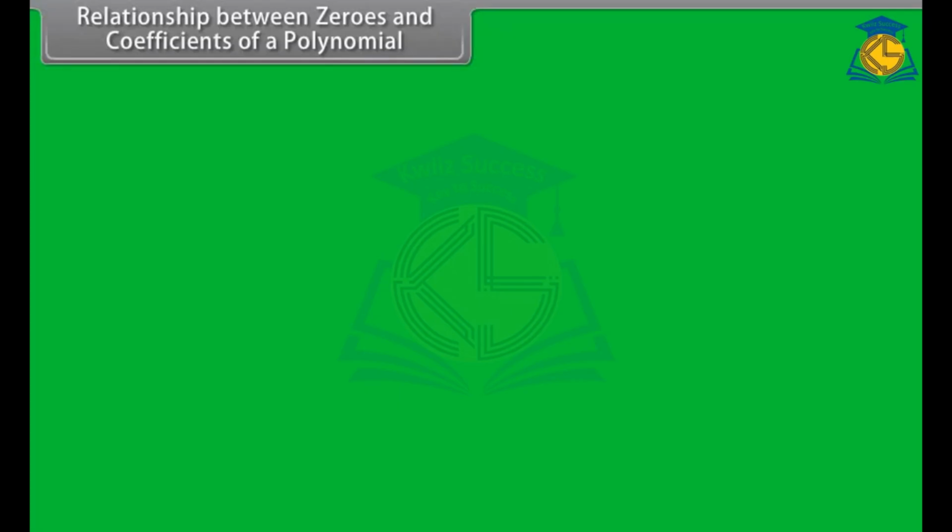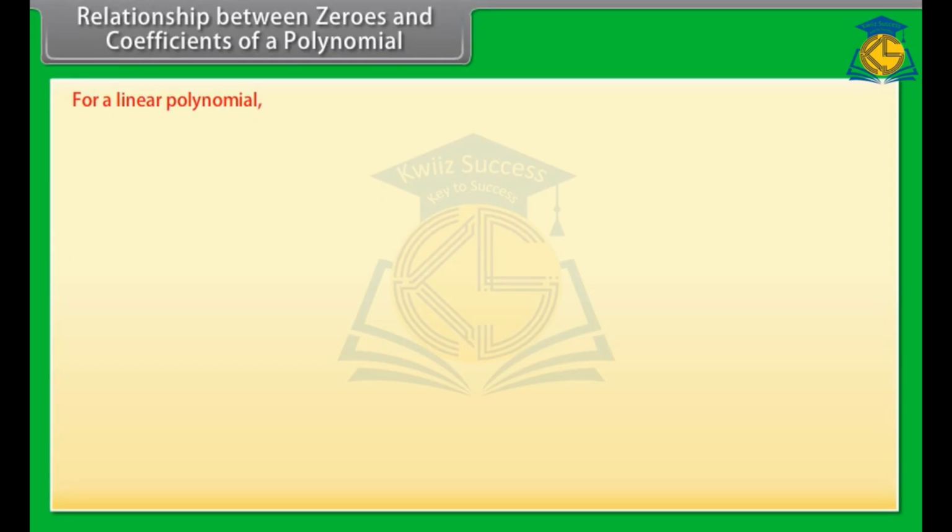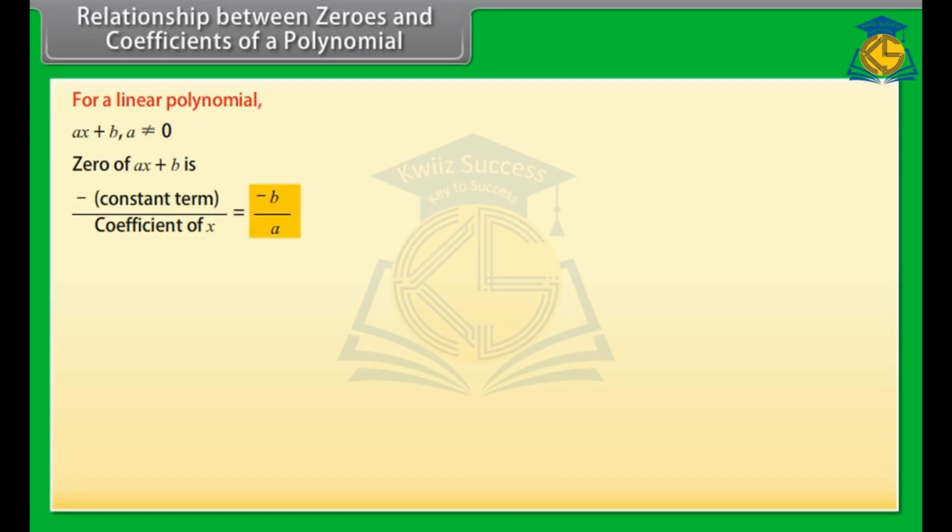Relationship between zeros and coefficients of a polynomial. For a linear polynomial, ax plus b, a is not equal to 0, 0 of ax plus b is minus constant term upon coefficient of x, which equals minus b upon a. For example, 0 of 2x plus 3 is minus 3 upon 2.